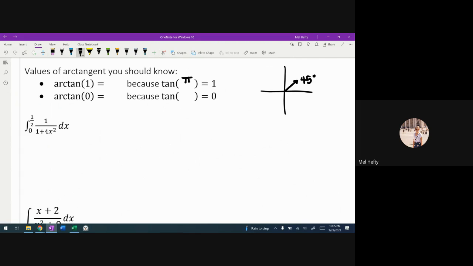So tangent of pi/4 is 1. So arctangent of 1 is pi/4. Those are inverse functions. Anyone know where tangent is 0? Take your best guess. Don't think too hard. It's 0. All right. So add those to your factoids. I would like you to know arctangent of 1 is pi/4. Arctangent of 0 is 0. If you're taking BC next year, I'm going to make you memorize them then anyway.